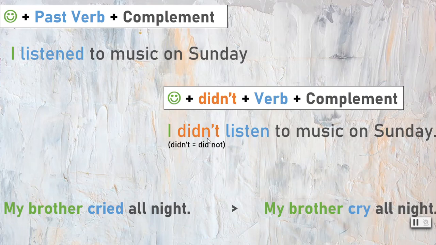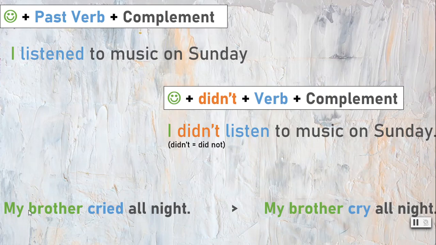Didn't is a contraction of did and not. So we have here the auxiliary verb. Este es un verbo auxiliar. Y recuerden que dijimos que el verbo auxiliar tiene la carga del tiempo, de que está en pasado. Por lo tanto, listen se queda en la forma base. Si aquí ya tenemos pasado, en el verbo ya no se pone. So, subject, didn't, verb, complement. I didn't listen to music on Sunday.